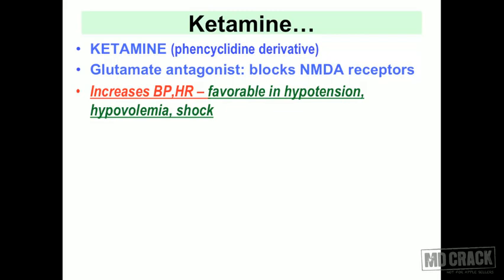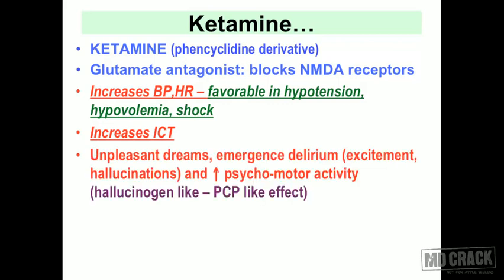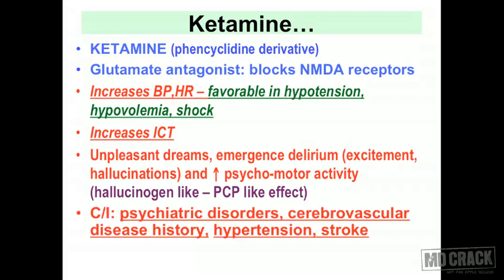It's good in a situation when the patient is already suffering from hypotension, hypovolemia and shock. Raising of the blood pressure is good. It also increases the intracranial tension. And the last important adverse effect is precipitation of unpleasant dreams and emergence delirium. You need to know this word, emergence delirium. That's excitement and hallucinations and increased psychomotor activity. This happens because ketamine has got a hallucinogen-like effect or the PCP-like effect.